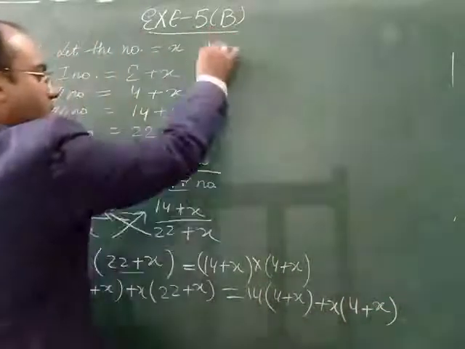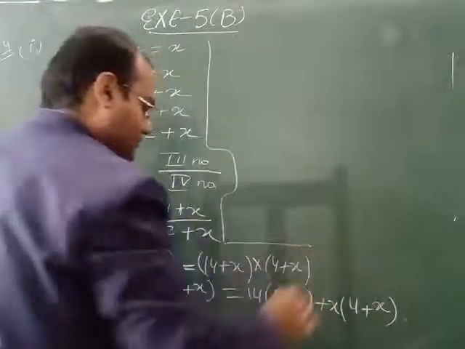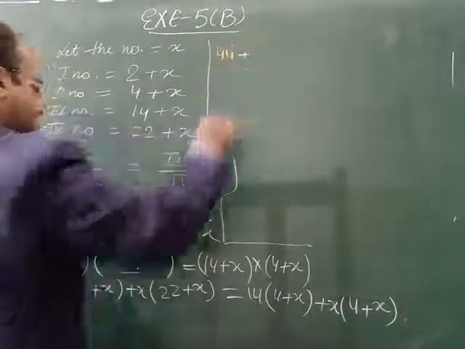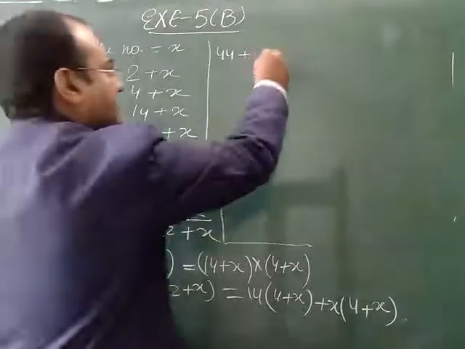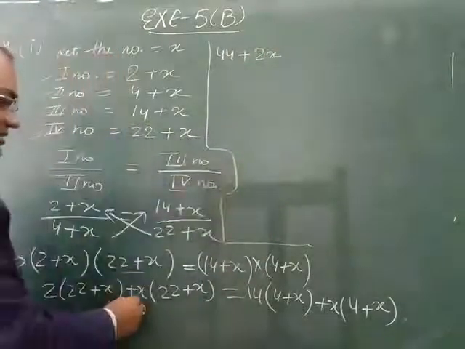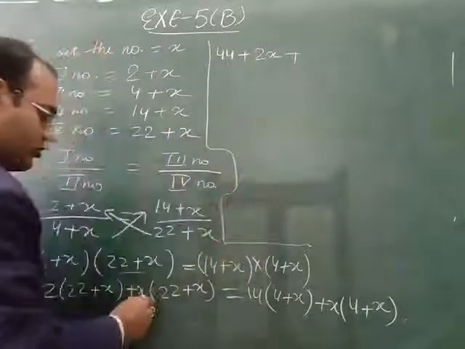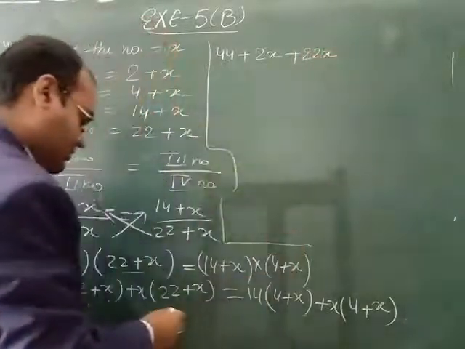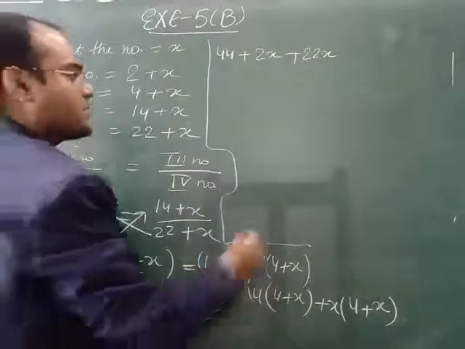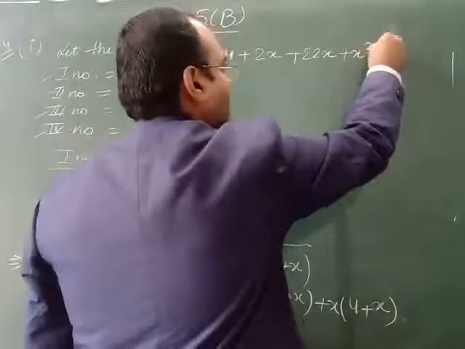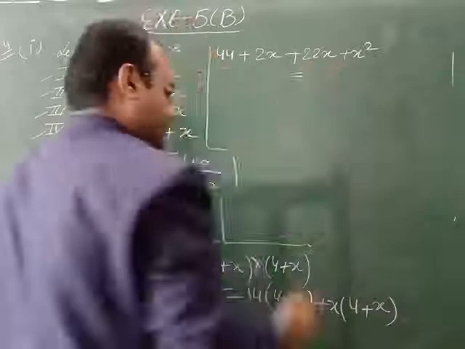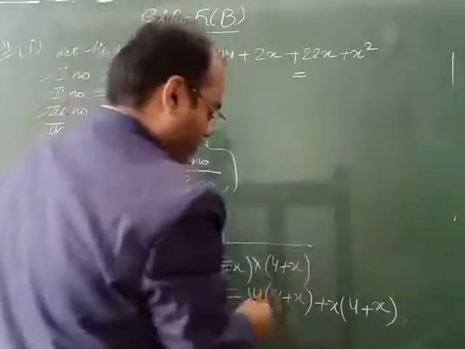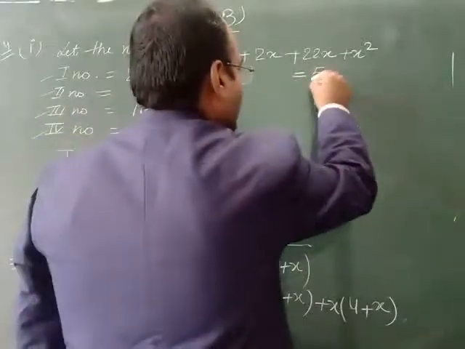Now in the next step we have to open the bracket. 2 into 22 is 44, plus 2 into x is 2x, plus x into 22 is 22x, plus x into x is x square, is equal to. Now we come to the right hand side: 14 into 4 is 56.